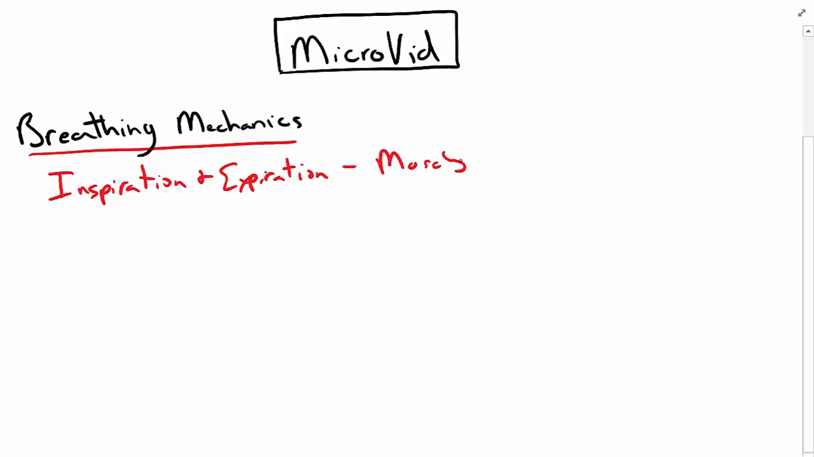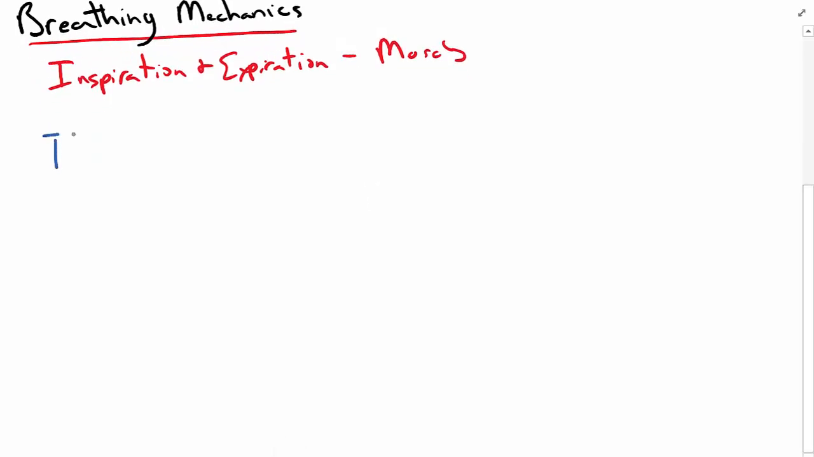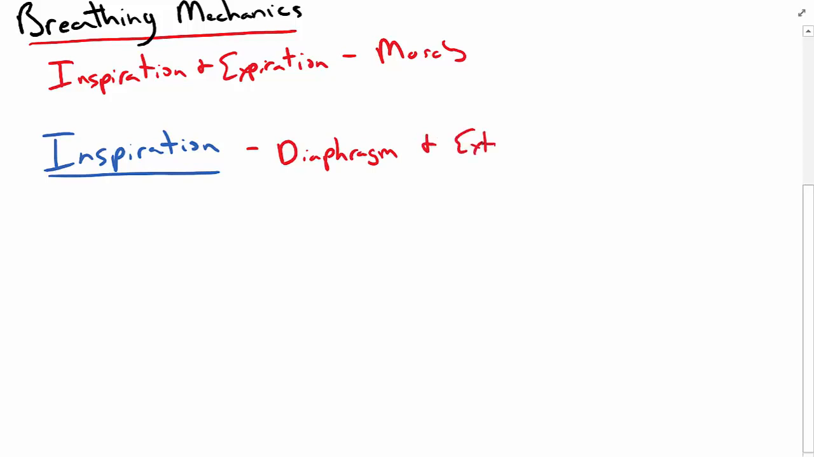So let's talk about inspiration first. Inspiration is an active process, and the two main muscles involved in inspiration are the diaphragm and the external intercostals. So let's talk about the diaphragm first.